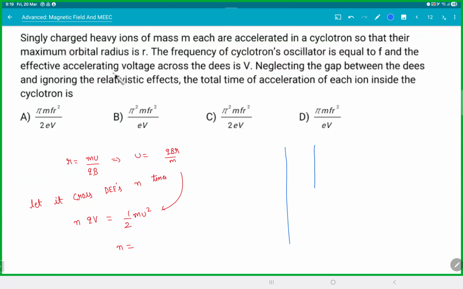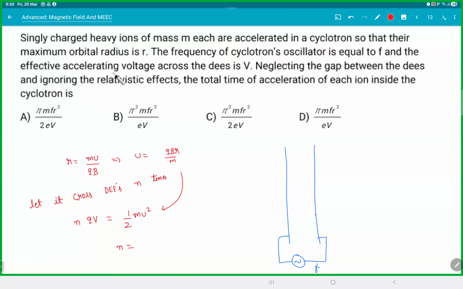So this D is right. Remember that frequency thing? So if the frequency was f, remember one thing: the voltage is changing only when this charge is inside, isn't it? So every time it crosses, how long does it take to cross this thing?